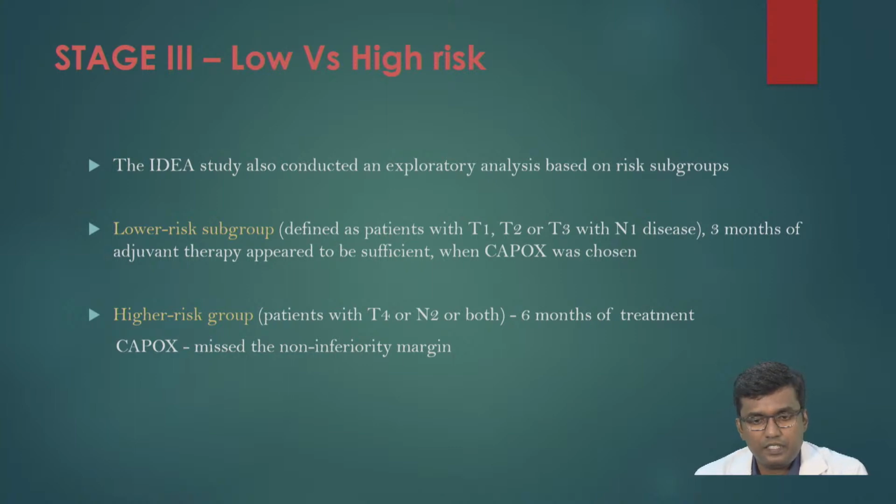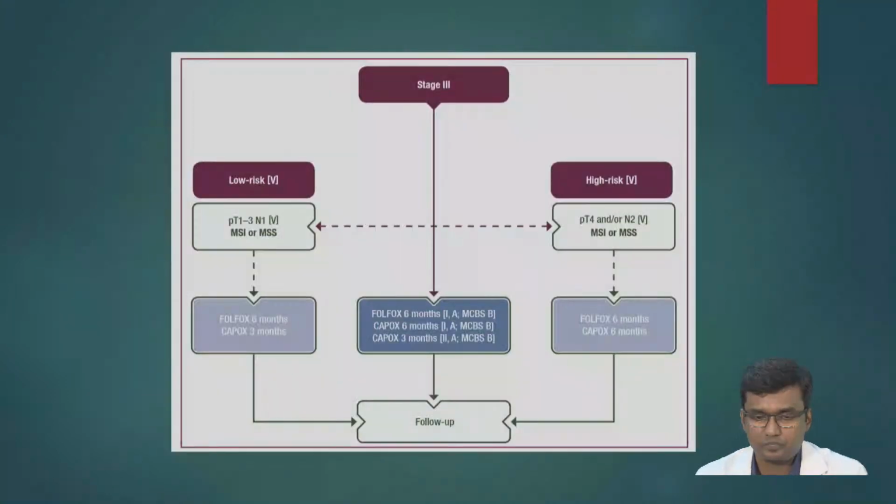So to further refine the adjuvant therapy in stage 3 cancers, they are further categorized into low and high risk groups. So the IDEA study conducted an exploratory analysis based on these risk subgroups. So in the lower risk subgroup, defined as patients with T1, T2 or T3 with N1 disease, 3 months of adjuvant therapy appeared to be sufficient when CAPOX was chosen. In the higher risk group, defined as patients with T4 or N2 or both, 6 months of treatment may be necessary. The 3-month CAPOX regimen missed the non-inferiority margin in this higher risk subgroup.